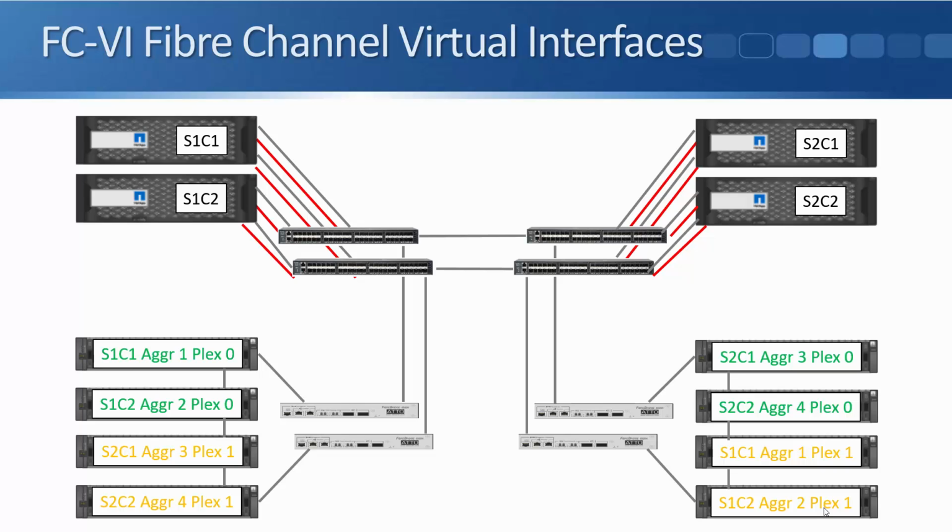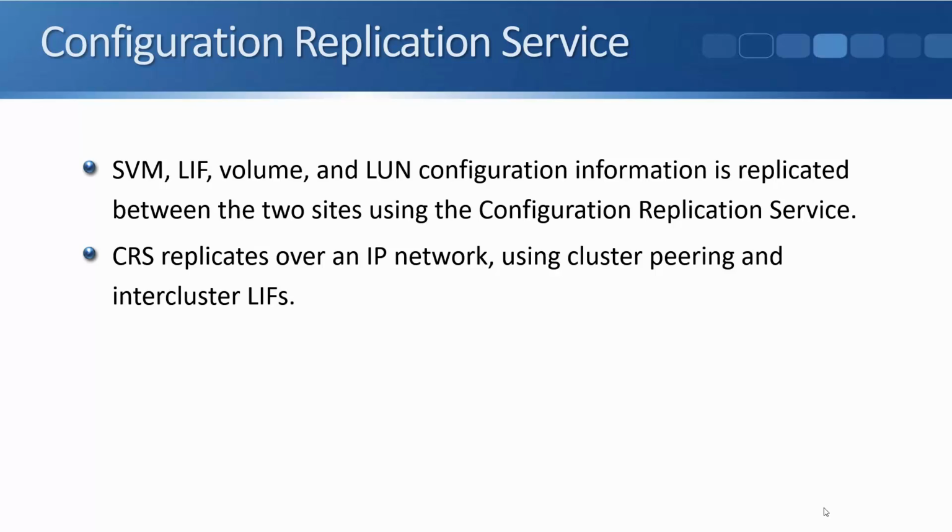The node initiator connections can use a standard fiber channel port on the controller. The FCVI connection has to use a dedicated 16 gig connection. SVM, LIF, volume, and LUN configuration information is replicated between the 2 sites using CRS, the Configuration Replication Service. CRS replicates over a standard IP network using cluster peering and intercluster LIFs, the same as we use for our SnapMirror traffic.